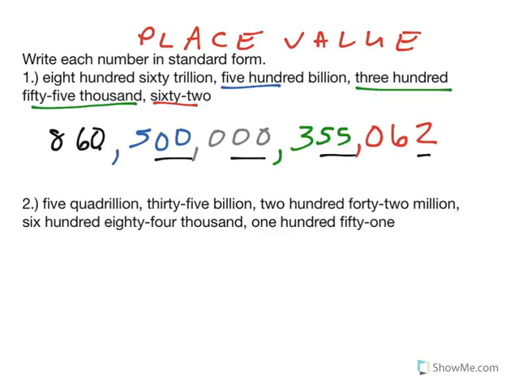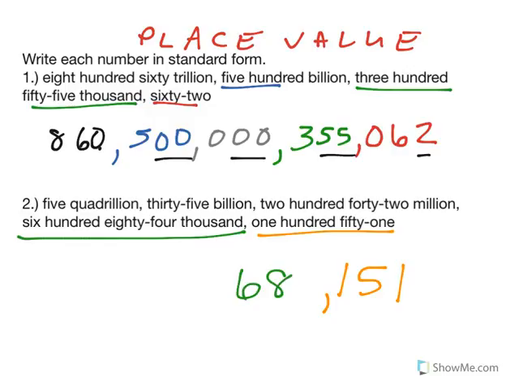So I'm going to do it the same way in number 2. And you might want to try it first, hit pause, try it yourself, and then come back. But 151. Then I go to thousands, and I have 684,000. 684 in the thousand spot. Then I have millions. 242 million. Notice million is 6. There are 6 spots after.